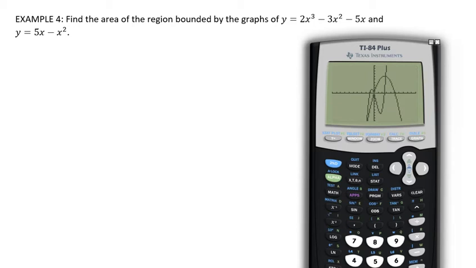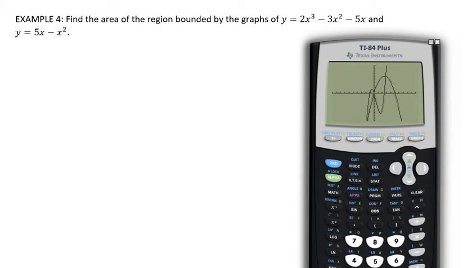Okay, and this gives us an interesting dilemma, because we're used to having a function on top. But if you notice, the first function, 2x cubed minus 3x squared minus 5x, is on top, but then it comes down, and all of a sudden the other function is on top. There's actually two parts here: a region on the left of the y-axis, and another bigger region on the right of the y-axis. Both are part of it. So there's two ways that we can do that.